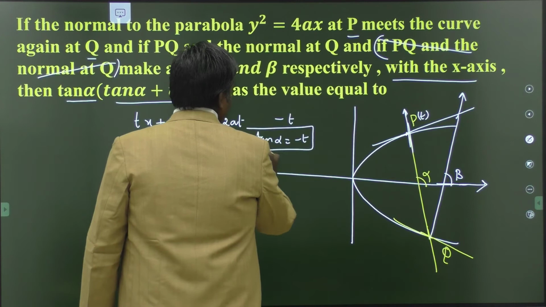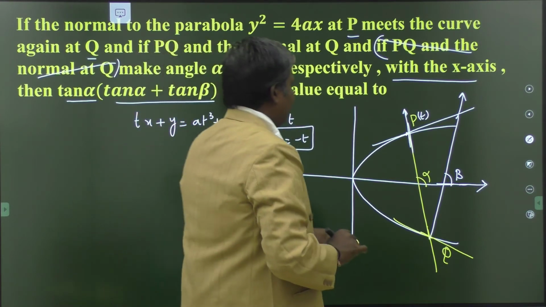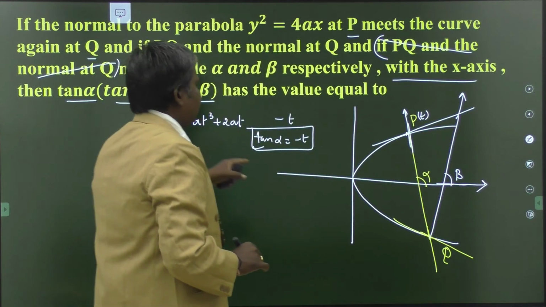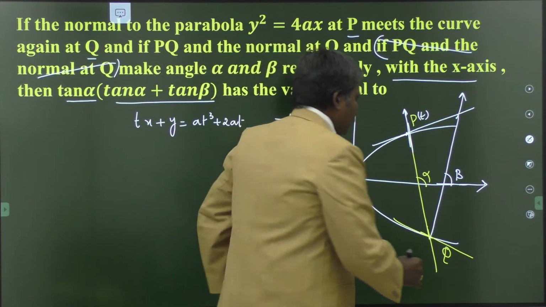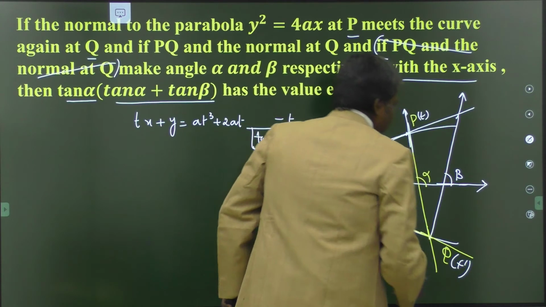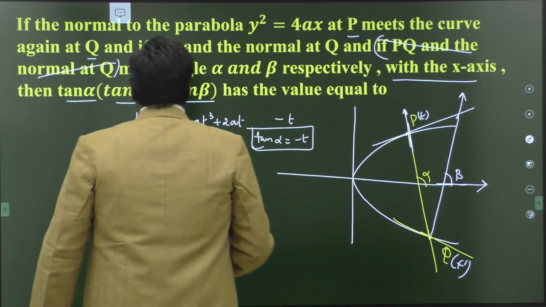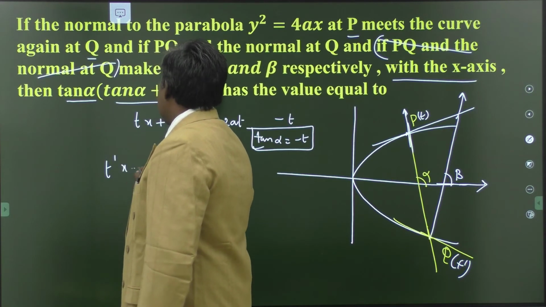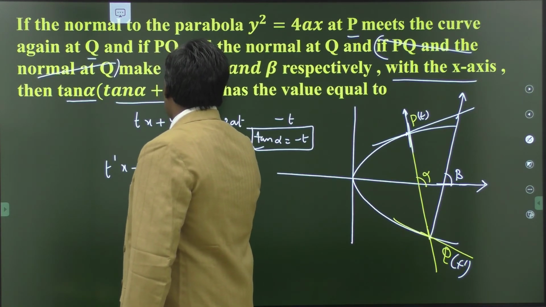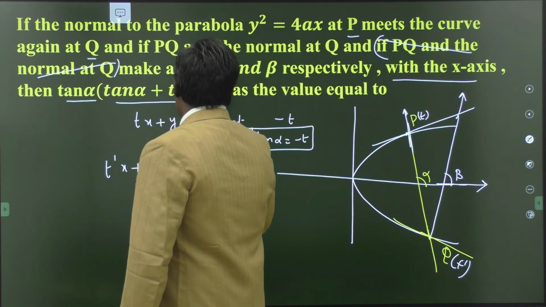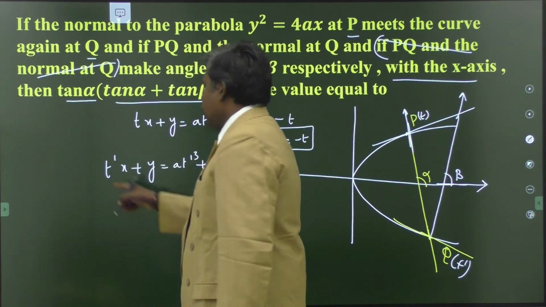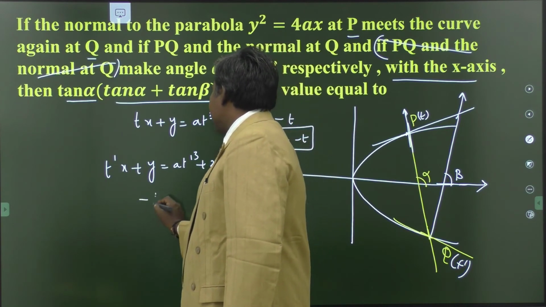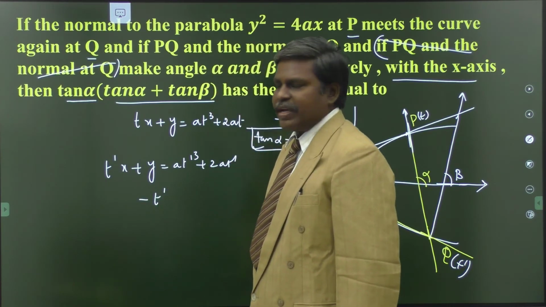This is one thing. Again we have to find out tan beta. My dears, the normal at t intersects the parabola at Q of t dash. Then, can you write the equation of the normal at t dash or not? Yes. The equation of the normal at t dash is t dash x plus y equals at dash cube plus 2at dash. What is its slope again now, my dears? Its slope is minus t dash.